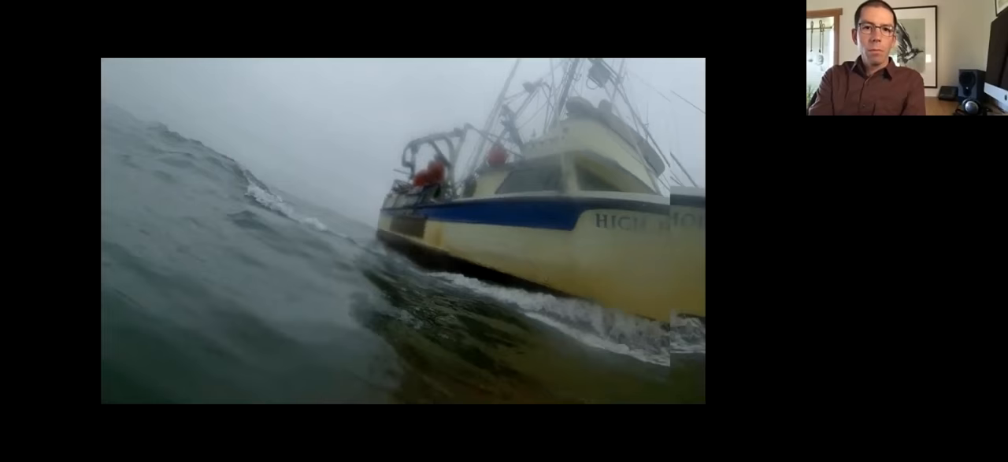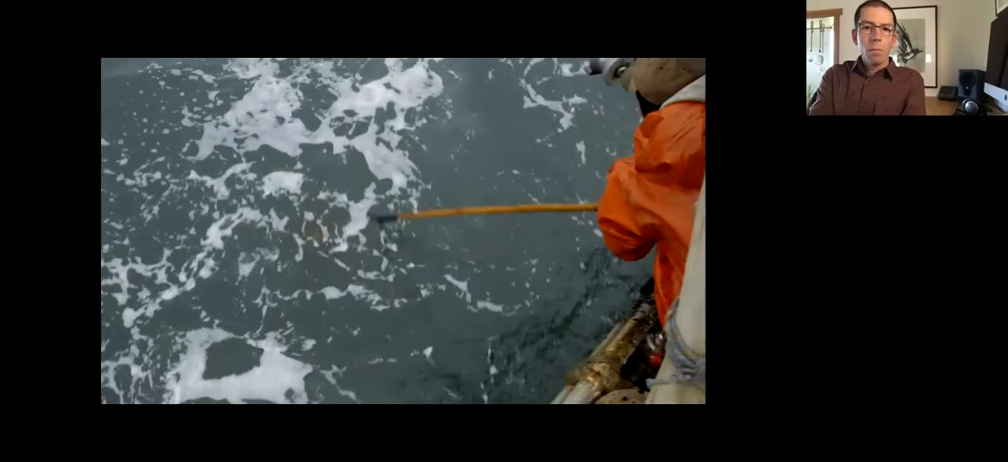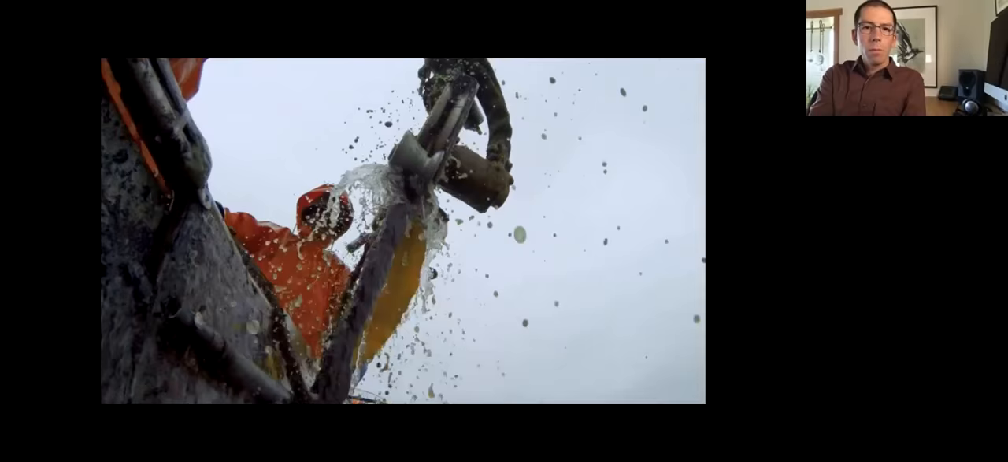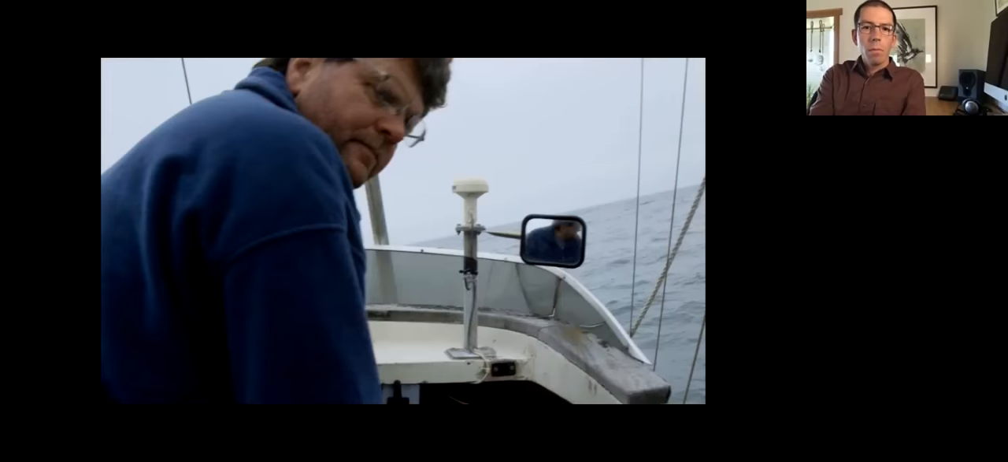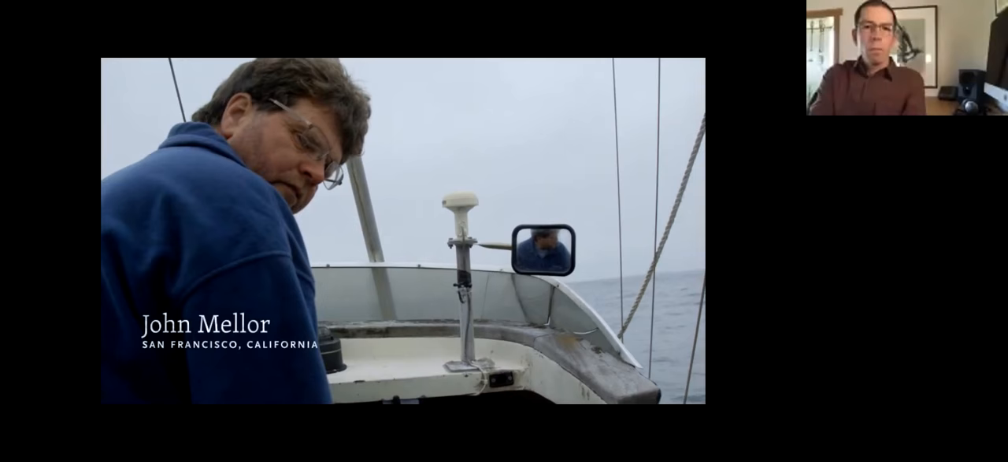If crabs were to disappear from the picture, I think it would be the end of my fishing career at this point. And I think that a lot of other fishermen on the West Coast would be in the same boat. I think you'd see a mass sort of die off of the fishing industry.